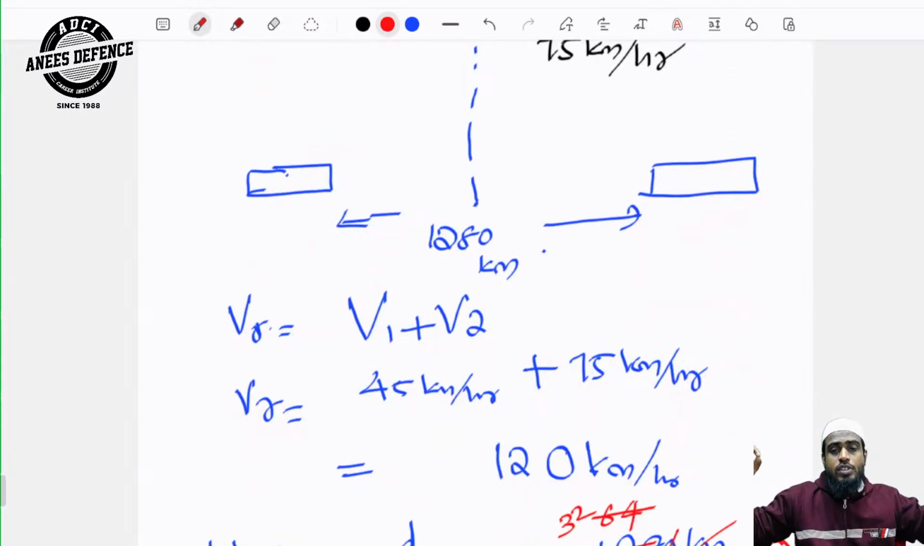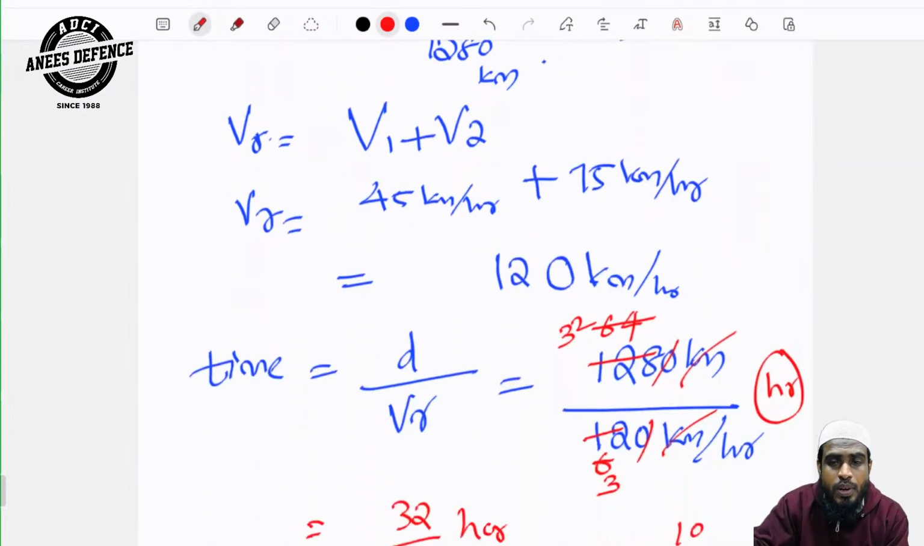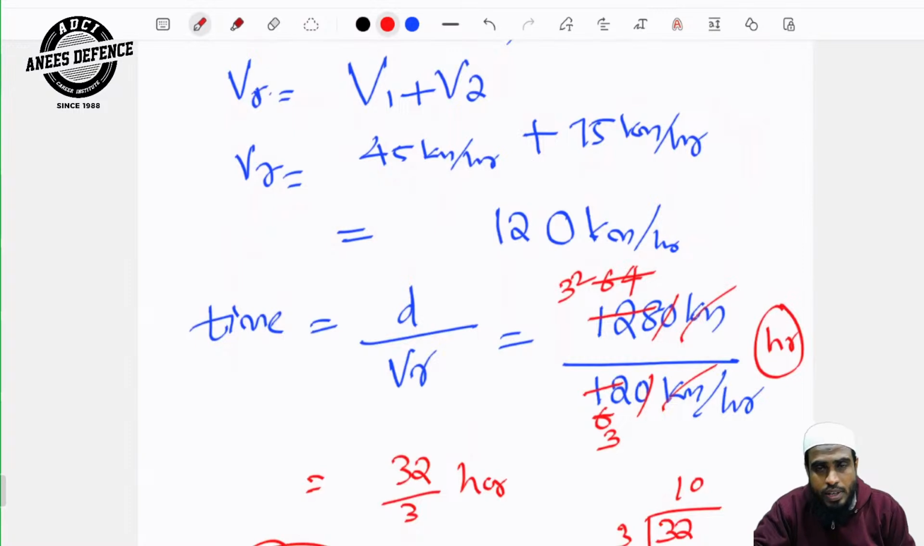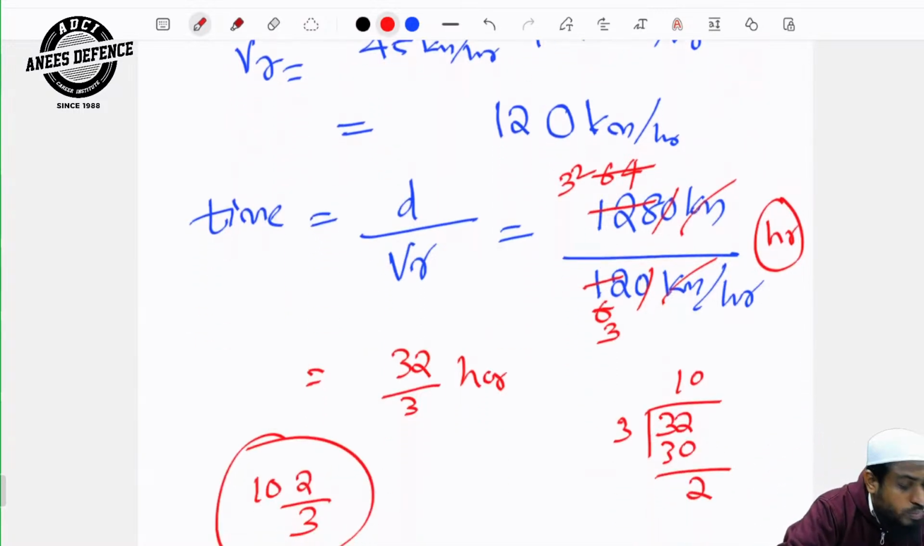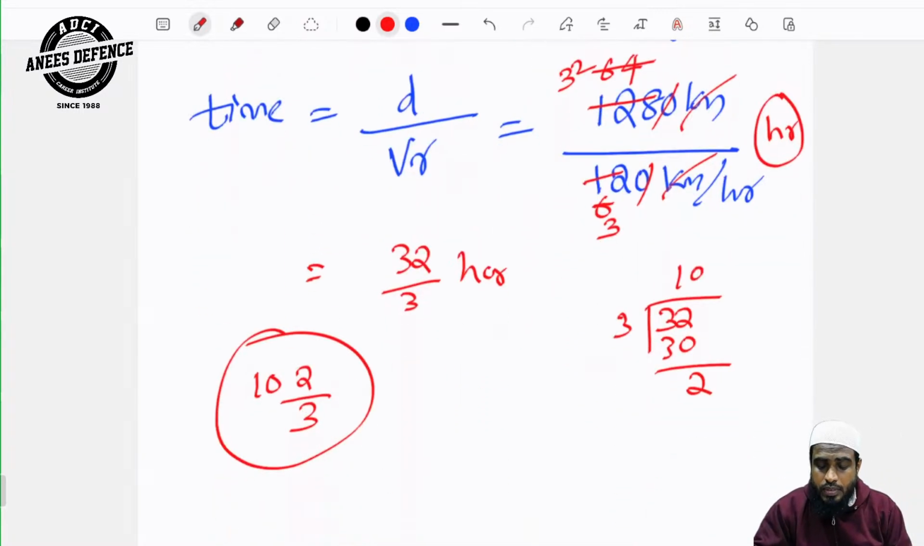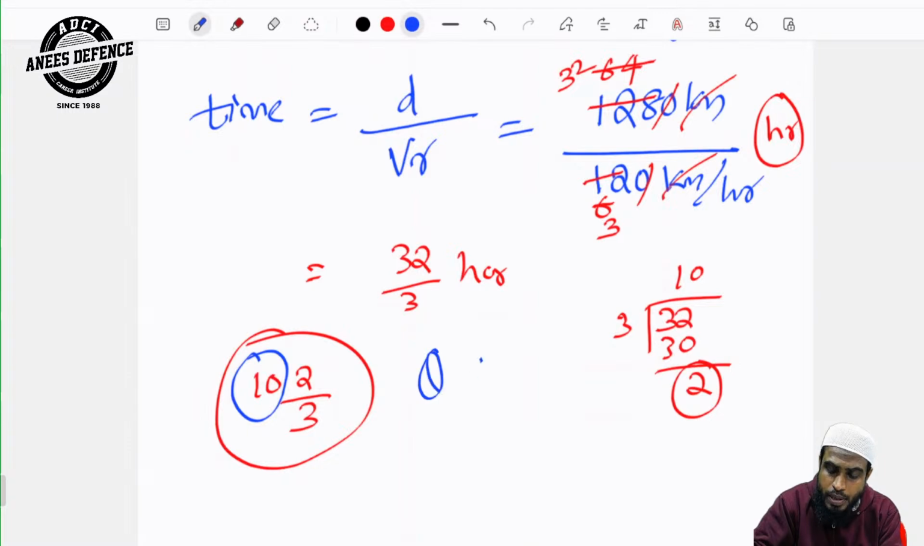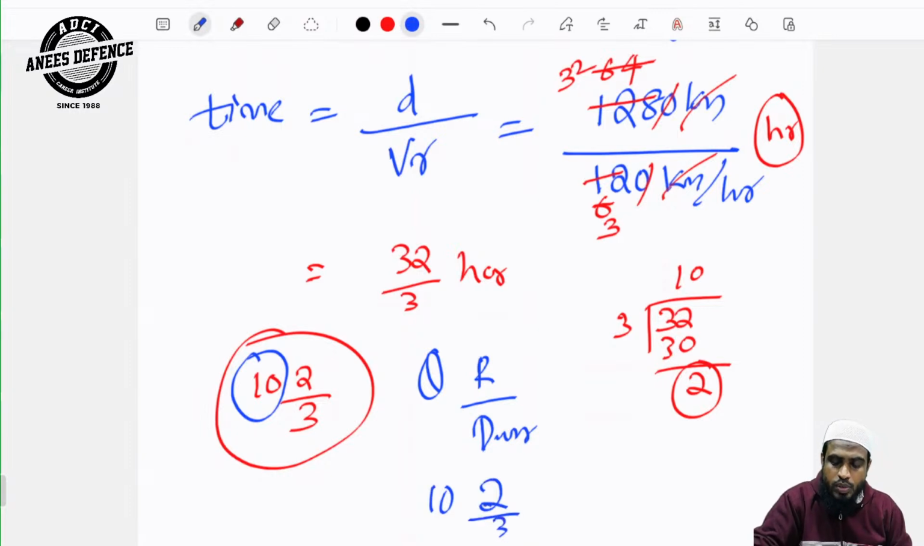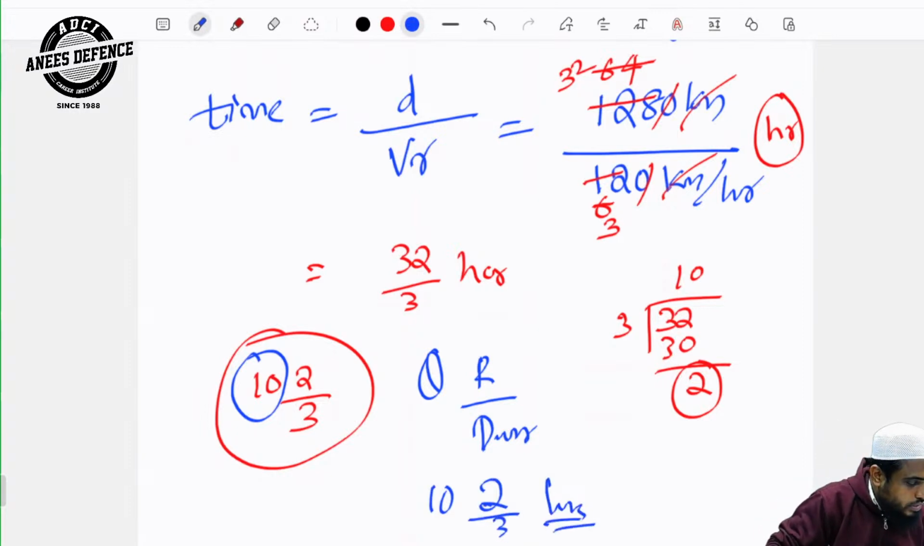And the distance between the two trains is 1280 kilometers. So distance divided by time, you will be getting 1280 divided by 120 kilometer per hour. You are getting 32 by 3 in the hour. Here the answer is given in mixed fraction, so you have to convert 32 by 3 into a mixed fraction. 32 by 3 is 10 into 3 and the remainder is 2. So you have to put the quotient 10 here, and the remainder and divisor. So the quotient is 10, the remainder is 2, the divisor is 3. So you have to write 10 2 by 3 hours. That is the answer.